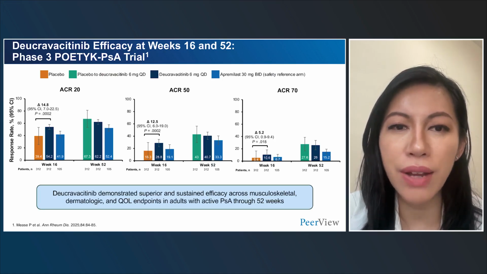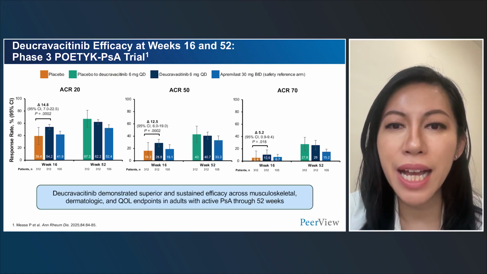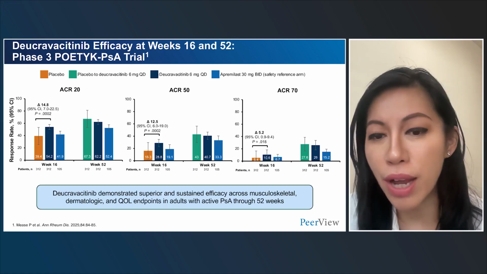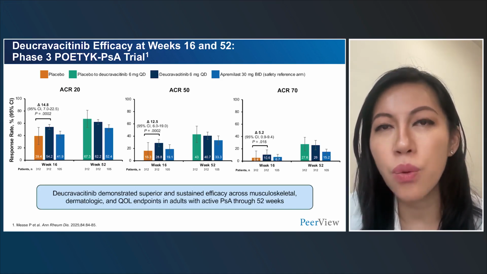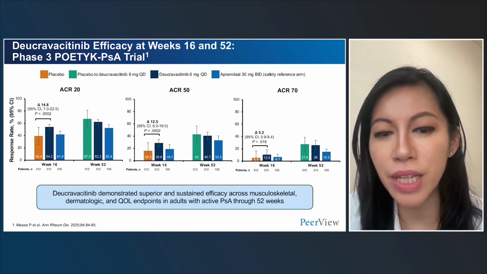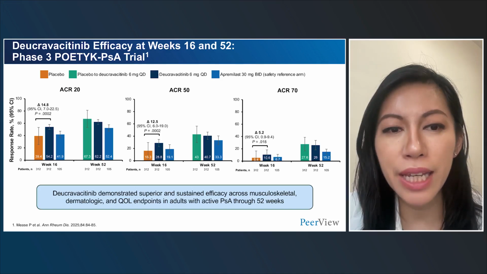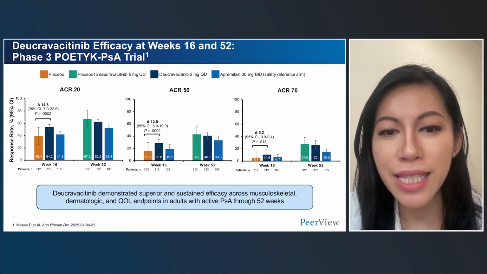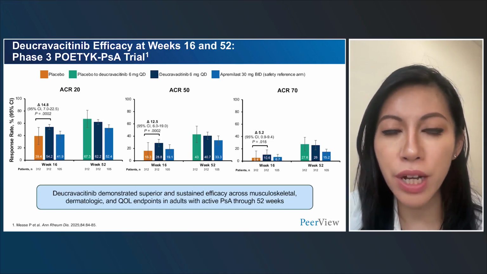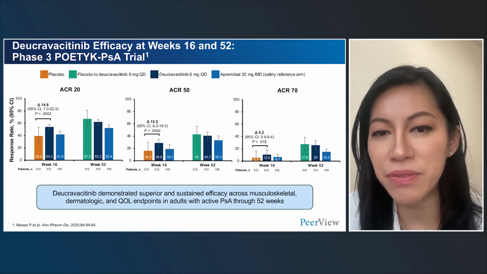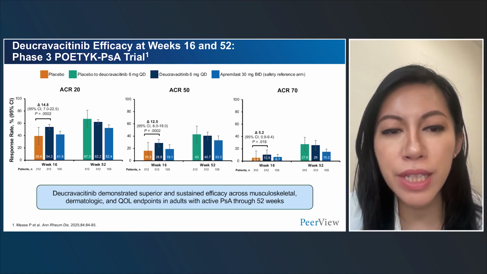Now let's take a look at deucravacitinib efficacy at week 16 and week 52 for the POETYK-PsA trial. So this trial looked at whether deucravacitinib can be effective in psoriatic arthritis. So it's a very important study. And what we see here is ACR 20, 50, and 70. And for each of those outcomes, so that's at least 20% better compared to baseline in psoriatic arthritis signs and symptoms, or at least 50% better, or at least 70% better. And for each of these outcomes, you see week 16 and week 52.